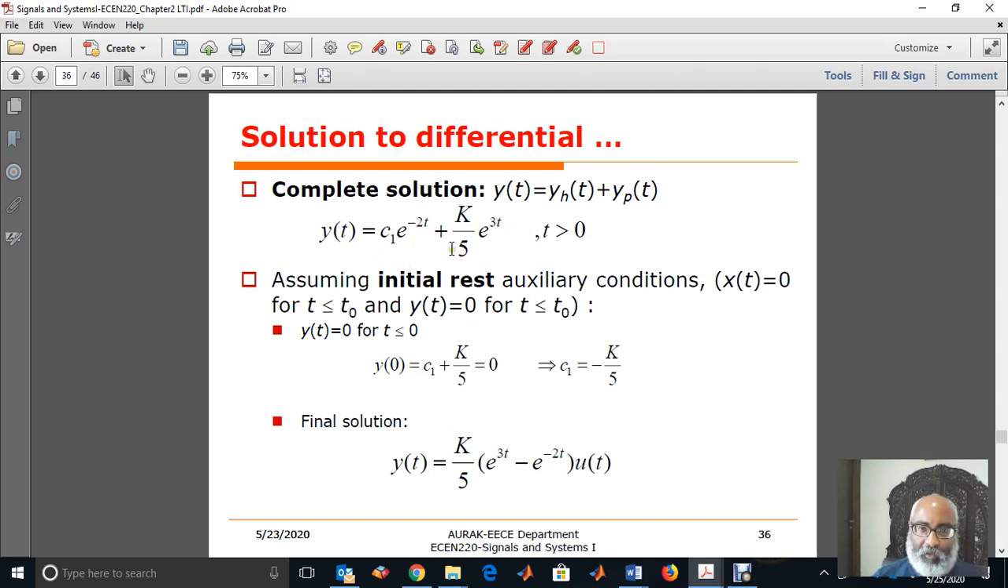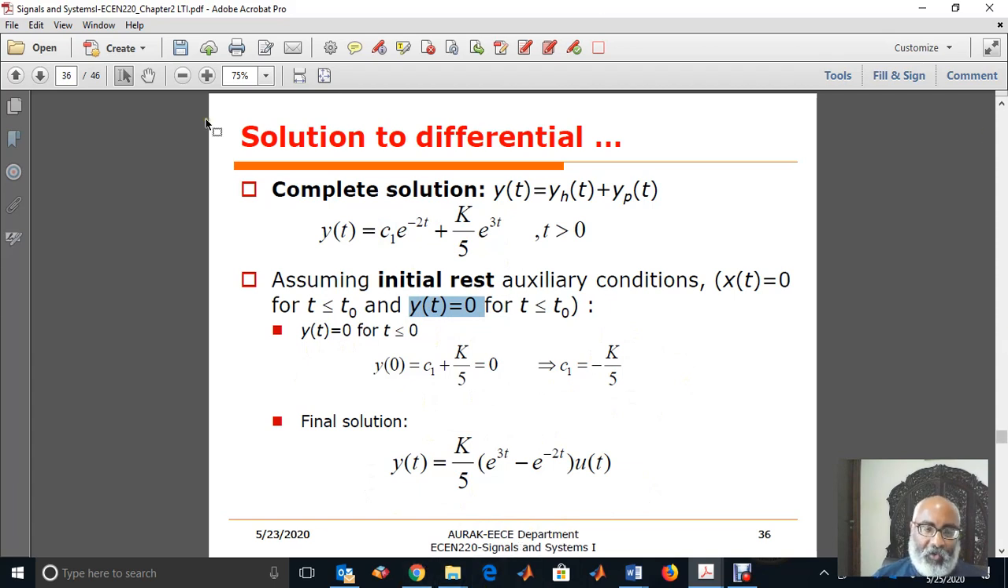Now, is it complete? Not complete. We need to solve C1. What is C1? C1 is found using the initial condition. For example, here we assume the initial condition is 0. If it is given as another constant, we use that constant. But for this example, the initial condition is 0. Then y at t equal to 0 means C1 plus k over 5 is equal to 0, and C1 is equal to minus k over 5. Then finally we add the two. This will be the complete solution.